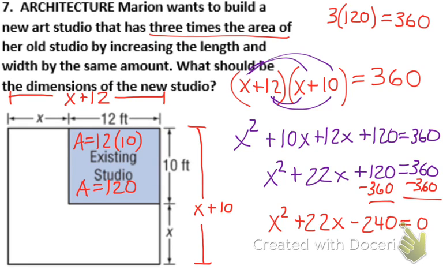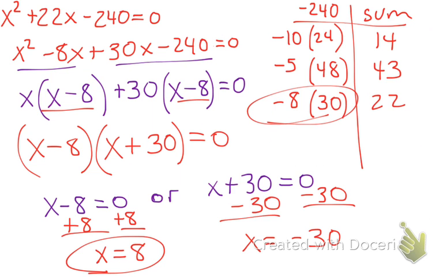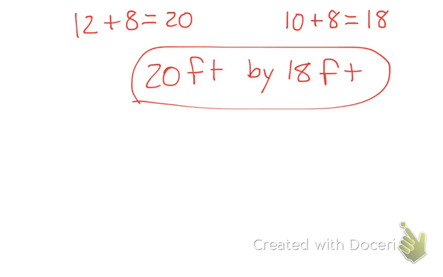So if you add 8 to each dimension, 12 plus 8 gives us 20 feet, and 10 plus 8 gives us 18 feet, so the new dimensions will be 20 feet by 18 feet, and if you multiply those together, you do get 360.